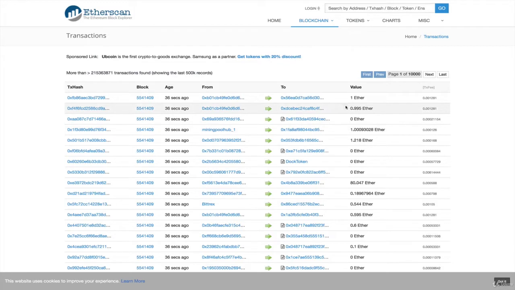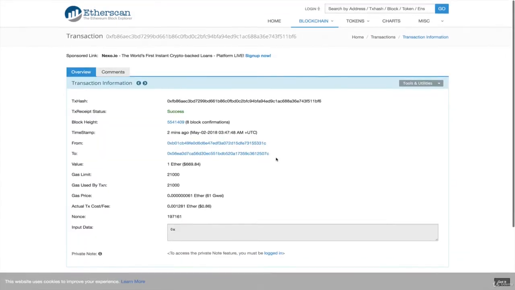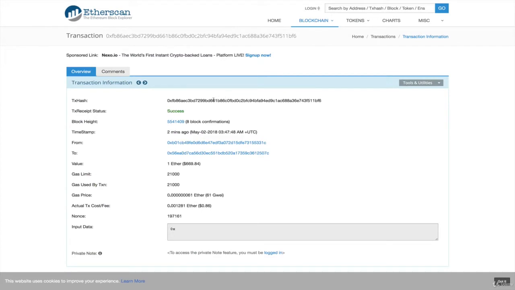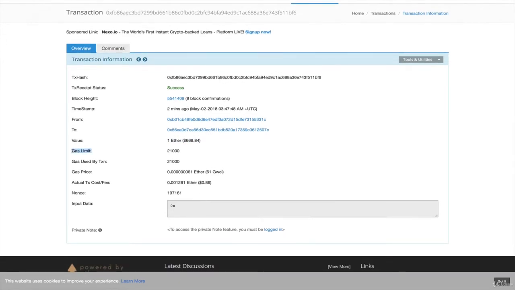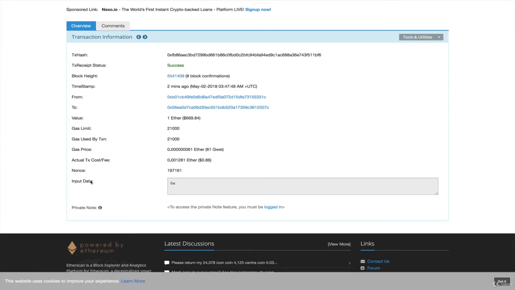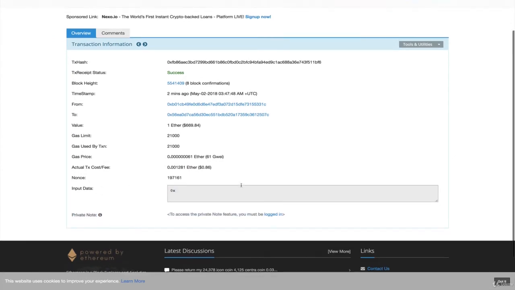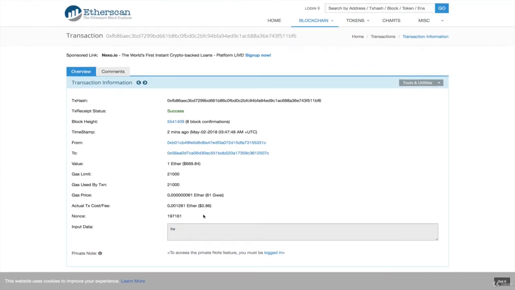Let's start by just taking a look at one of these transactions, like this one right here, which is from this address to that address for 1 Ether. If we look at it, we can see that, what is there really to see? It was successful, the block that it's in, the from address, the to address, the value, about $669 at the time. We're going to talk about gas in a little bit. And then we can see this field, input data, there was nothing sent. So 0x is code word for nothing.